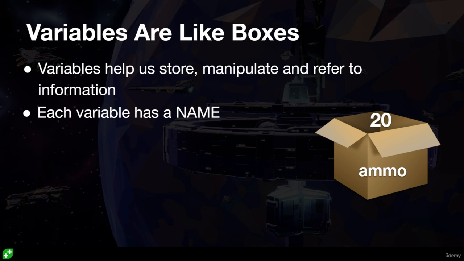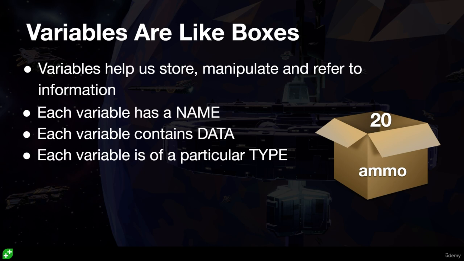So each variable has to have a name. It contains some data, such as the data value 20. And crucially, each variable is of a particular type. So in this case, the ammo box could be said to be an integer because it contains whole numbers. You can't have half a piece of ammunition. So it makes sense for it to be an integer.